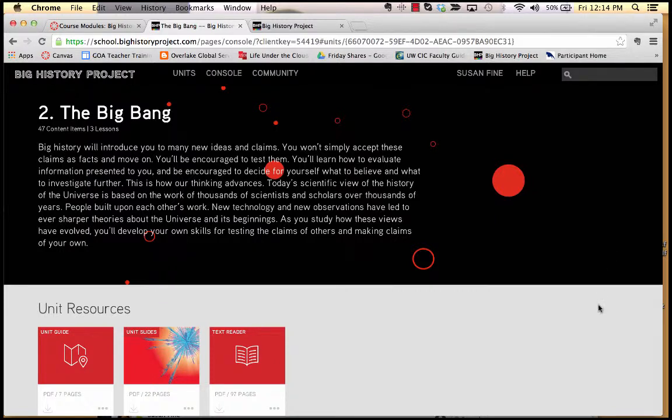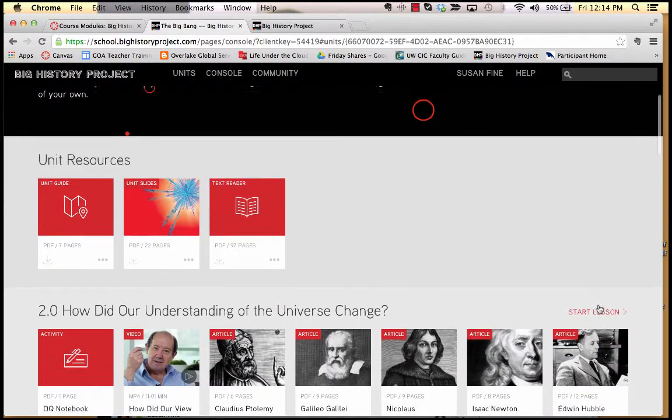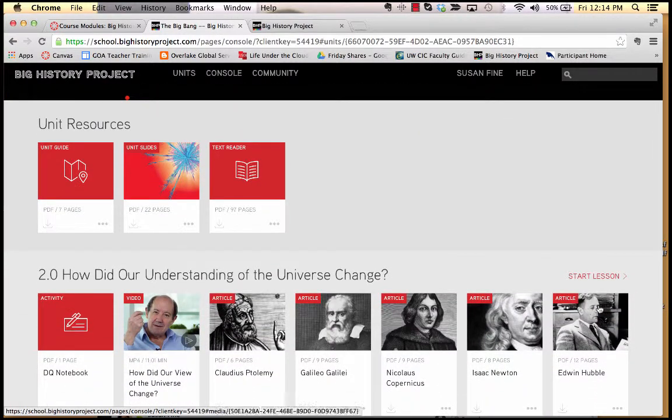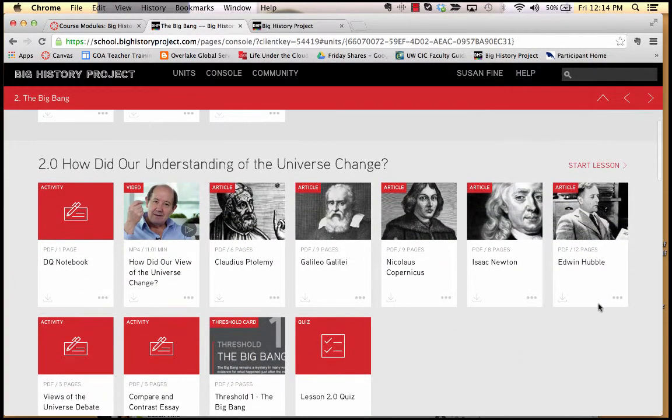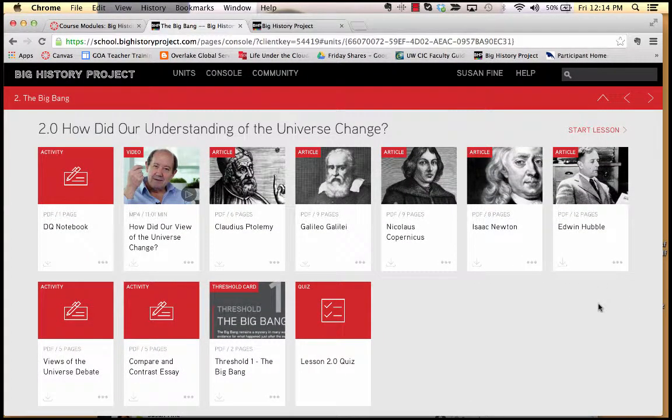So for every unit in Big History, the website has a variety of wonderful materials, a whole overview of the unit and a guide to what's in the unit, and then it breaks down into various parts. Like for example, 2.0 here is how did our understanding of the universe change? And for each part you get a lovely sort of diverse collection of materials that include articles, that include videos, there are activities, there are even quizzes, there are infographics. It's a really multimedia kind of approach.